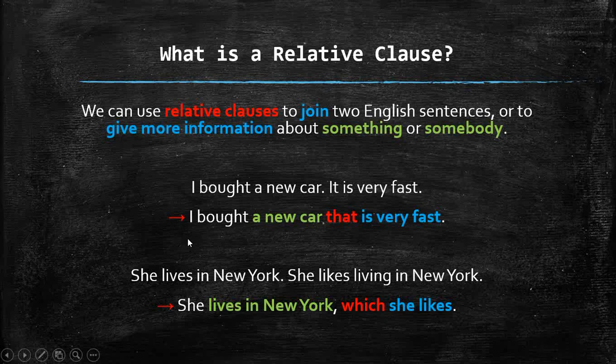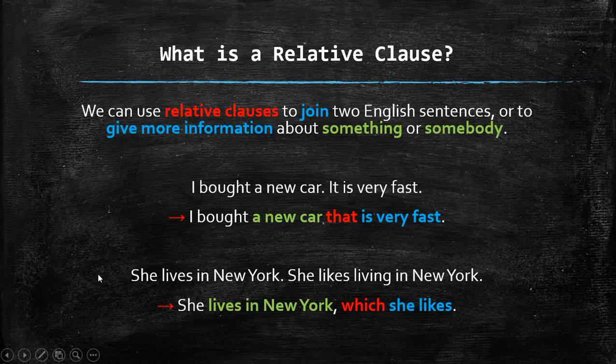So, if we join them, we're going to have this new sentence: I bought a new car that is very fast. Now we can see that we joined the two sentences in just one with a relative clause.